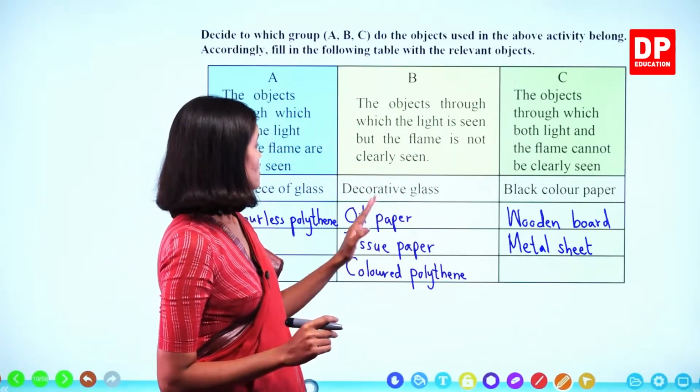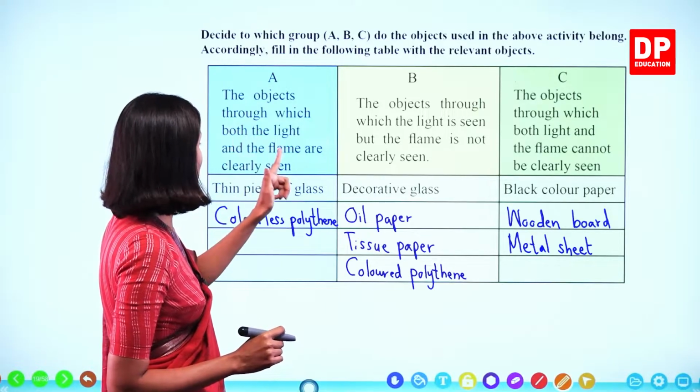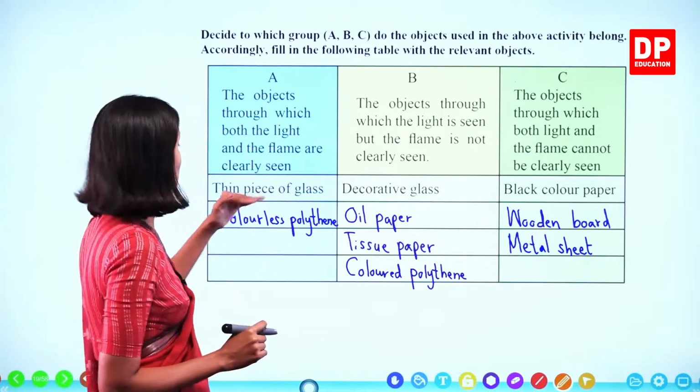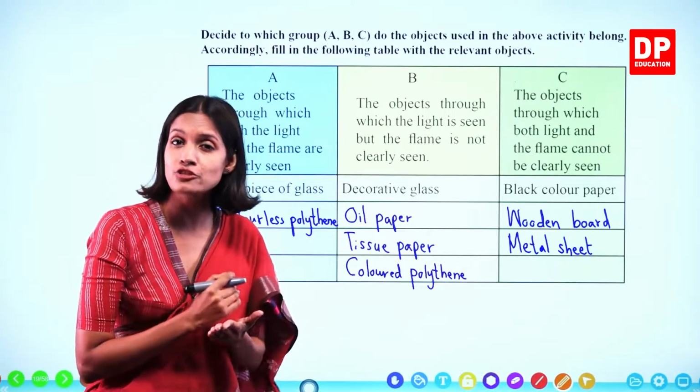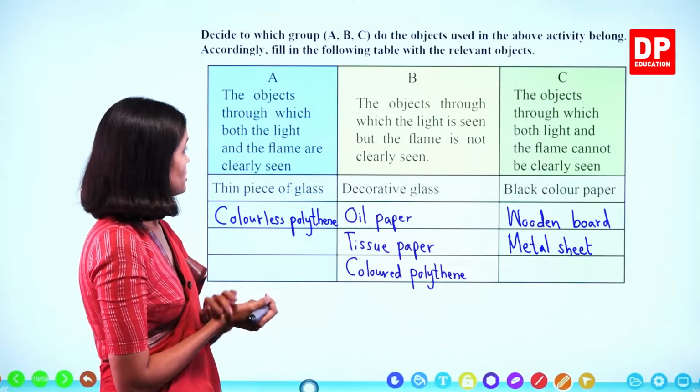Okay, children? So, the objects through which both the light and the flame are clearly seen, what are they according to the experiment, the materials used in the experiment? Thin piece of glass, colorless polythene.